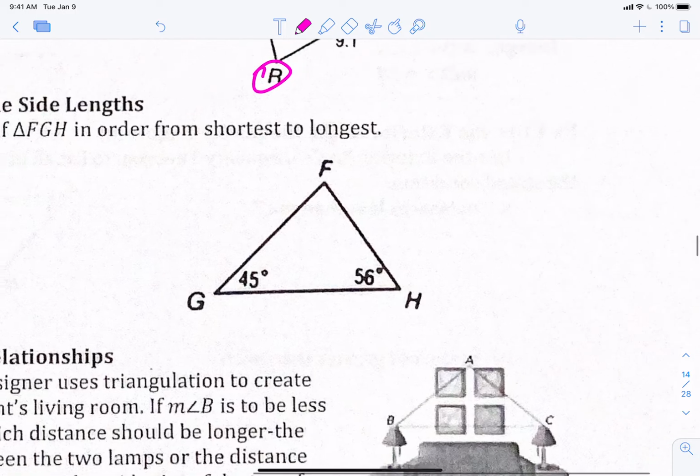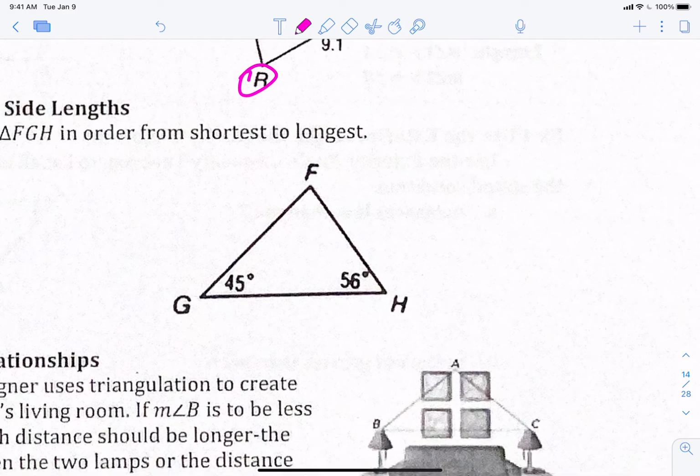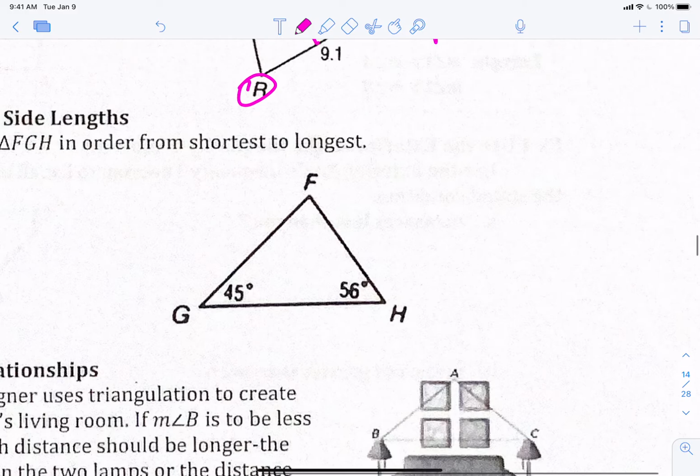Now we're doing the opposite. They want us to name the sides from shortest to largest. We only have 2 angles, but you add them up and you can find the other one, right? So 45 plus 56, that's 101. So this one is 79.